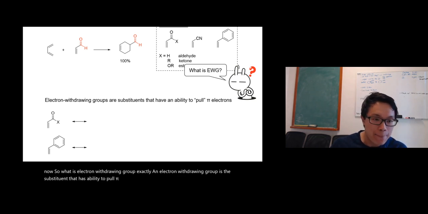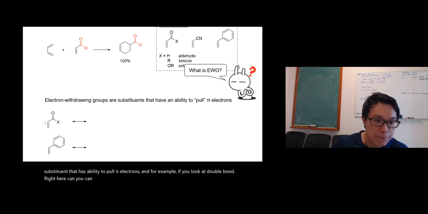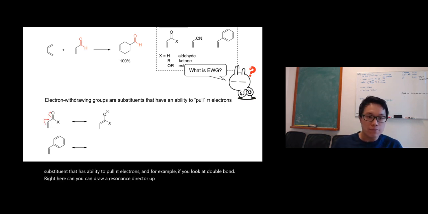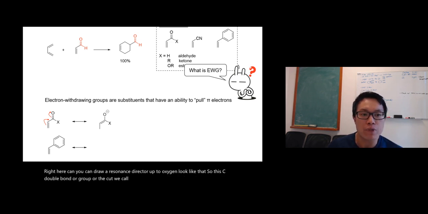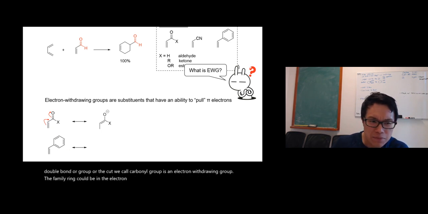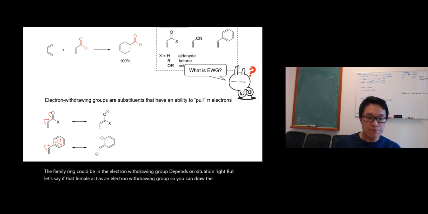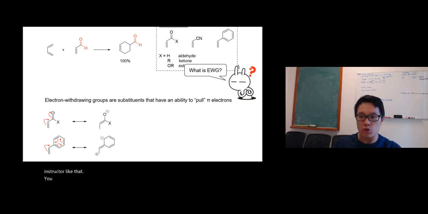Okay, and for example, if you look at the double bond right here, you can draw resonance structures up to oxygen, like that. So this C double bond O group, or we call it the carbonyl group, is an electron withdrawing group. The phenyl ring could be an electron withdrawing group, depending on the situation, right? But let's say that phenyl acts as an electron withdrawing group, so you can draw the resonance structure like that. There are multiple of them, we just combine them into one.